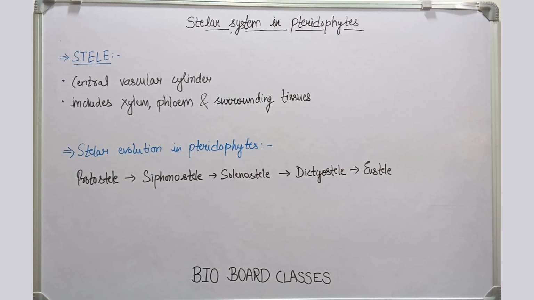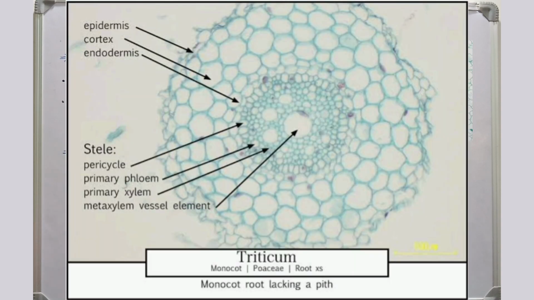Today in this video we are diving into the Stelar system in Pteridophytes, a key topic in plant anatomy that often shows up in exams. So what is a stele? The stele is a central vascular cylinder in the stem or root of a vascular plant.